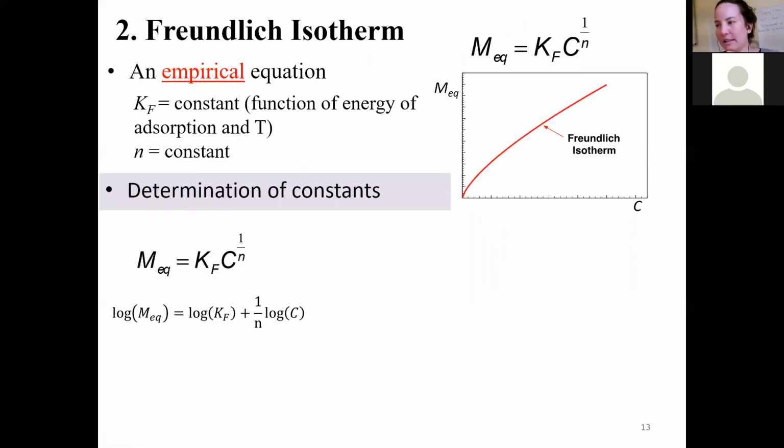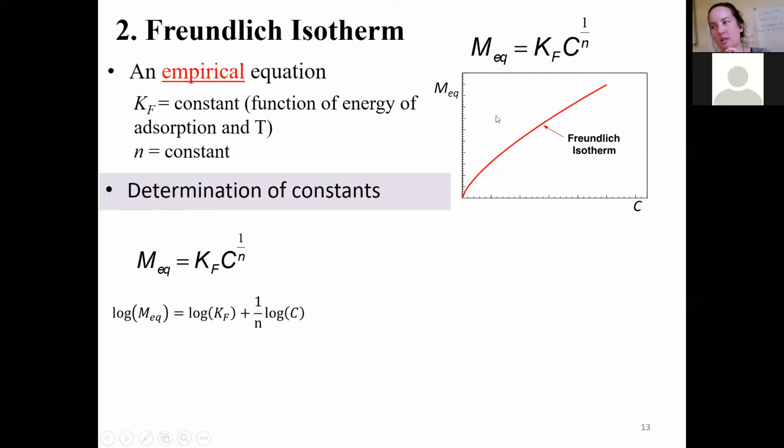Okay, the Freundlich isotherm is the second isotherm I'd like to talk about. Now, compared to the Langmuir isotherm, the Freundlich isotherm is purely empirical. That means there's no theoretical considerations, there's no assumptions. It's just a measurement, and you fit the measurement because that's what it looks like. So here there's also a similar curve.